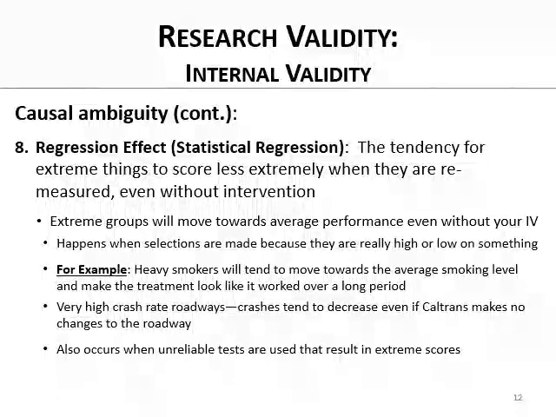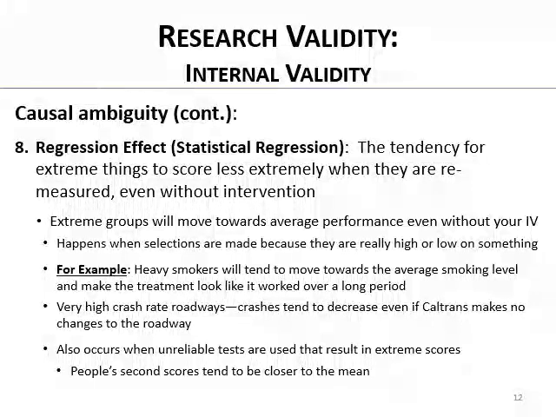So this also occurs when unreliable tests are used to measure things, and so you get extreme scores for people. So when you measure them a subsequent time, their second score again tends to move towards the average.